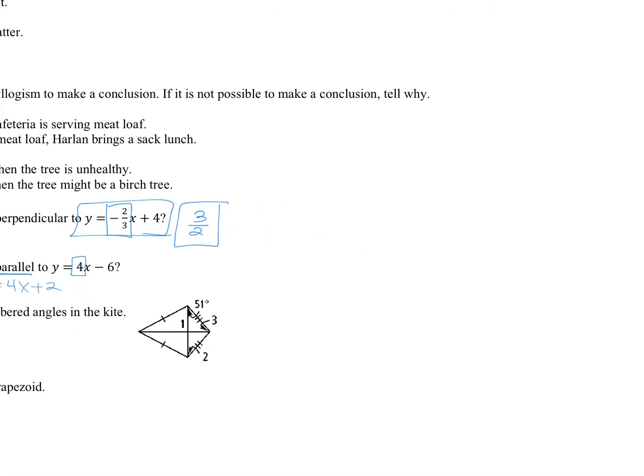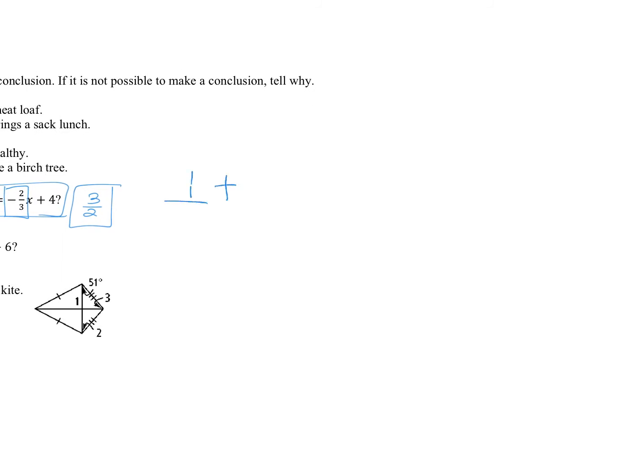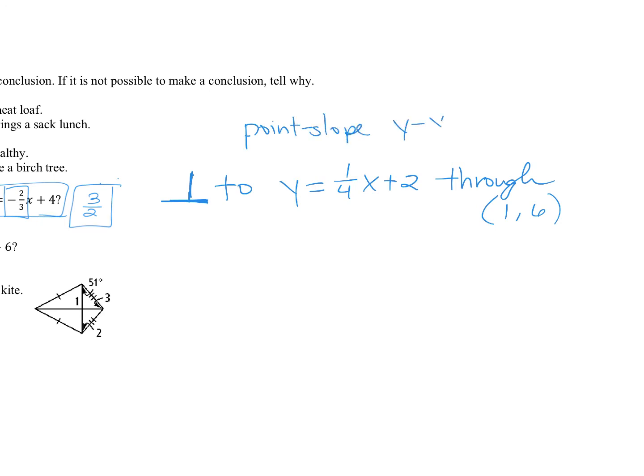Okay, so here's a question for you. What if I said go perpendicular to y equals 1/4 x plus 2 through the point (1, 6)? Do you remember how to do that? Here's another thing I would put on your cheat sheet. Remember point slope form? y minus y1 equals m times x minus x1, right? That's point slope. You need a point and you need a slope. We have a point, x1, y1, and we have a slope, but we want to be perpendicular to that slope.